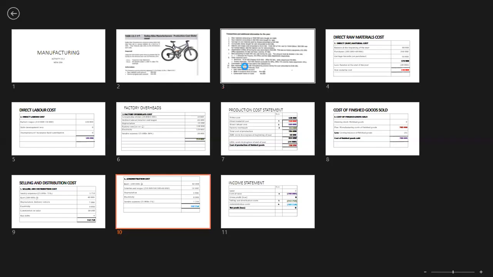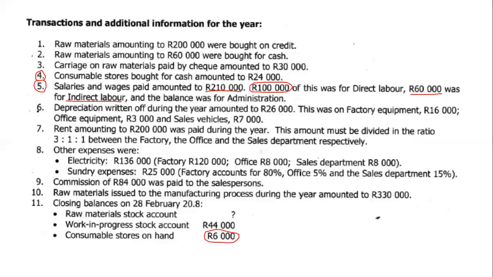Moving right along, we have done number 5. Let's go to number 6. What are we going to do here? Number 6 is the 16,000 goes to our factory overheads as depreciation, and then our 3,000 goes to our selling and distribution.